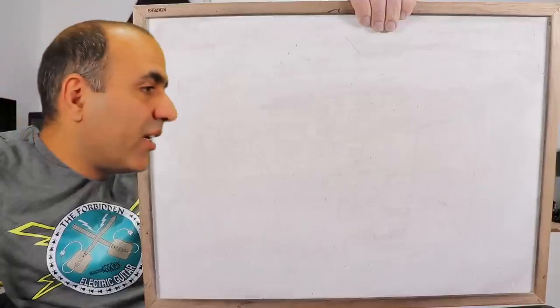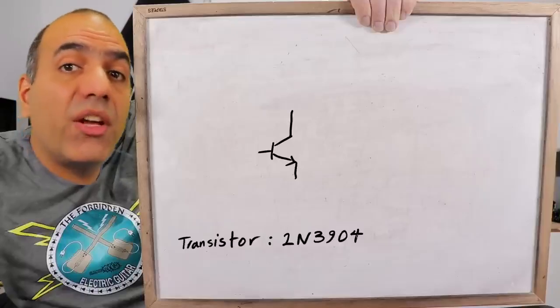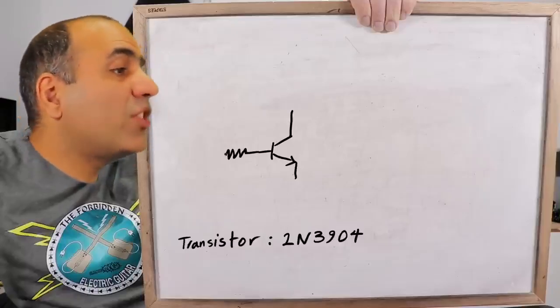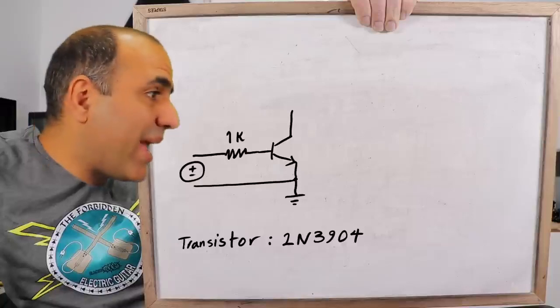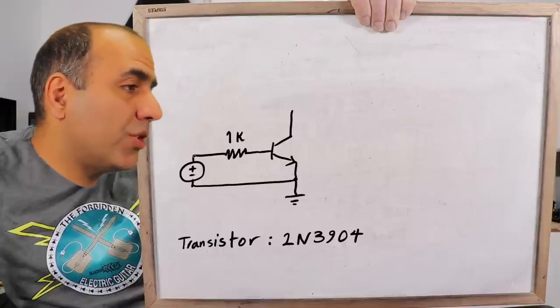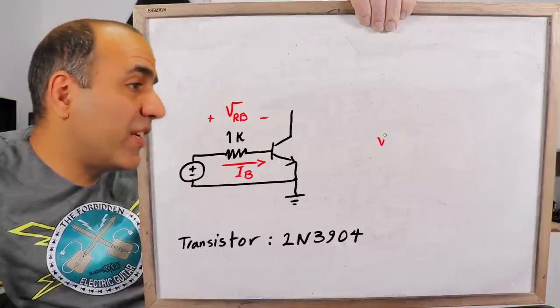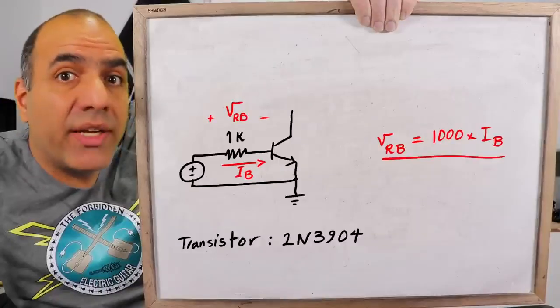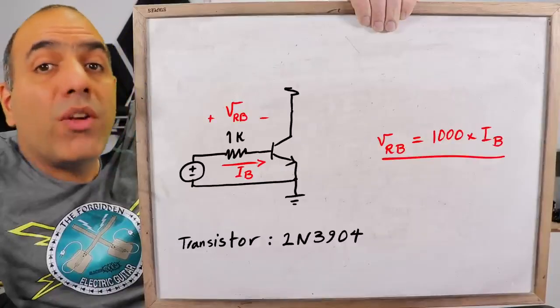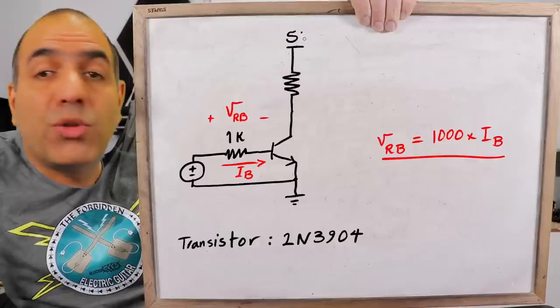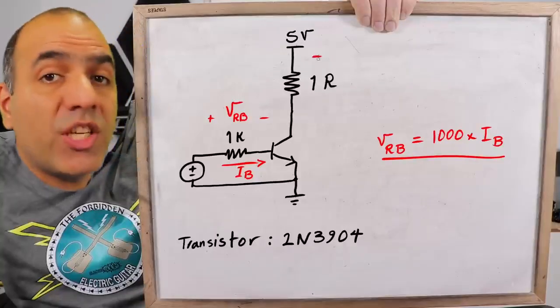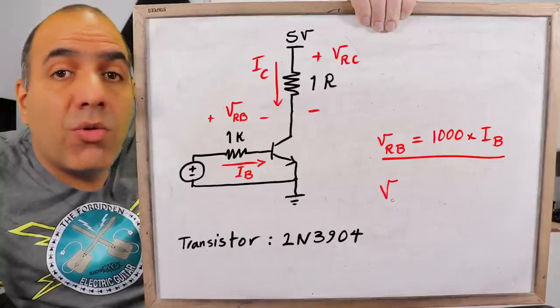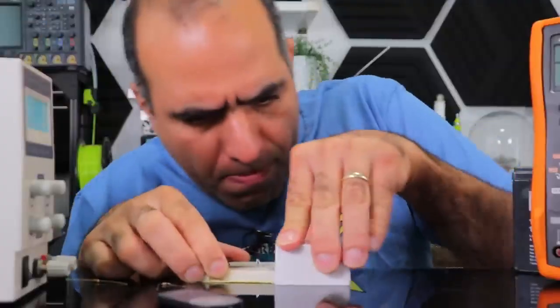Let's give it a try. I have a generic 2N3904 transistor. I place a 1 kilo ohm resistor in series with the base and adjust the input voltage. The voltage value across the resistor is equal to the base current in milliamps. I place a 1 ohm resistor from collector to a 5 volt supply. The voltage value across it is equal to the collector current.